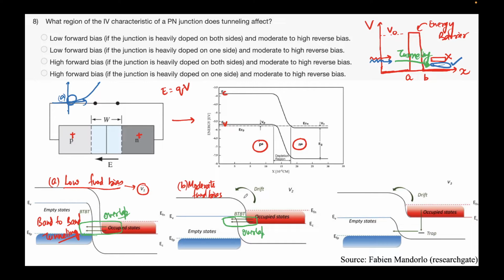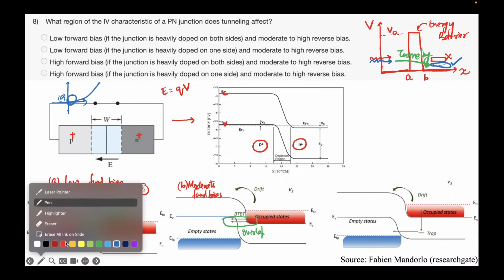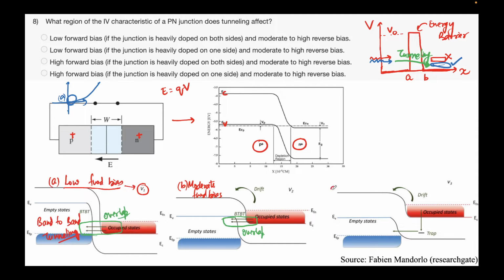Now let's increase the forward bias even further. Let me call this case C, and let's say this is high forward bias. What's happening is that you can clearly see there is no overlap. The overlap has completely gone away. So we can see here that there is no overlap. No overlap means no band to band tunneling, so there will be no tunneling current.